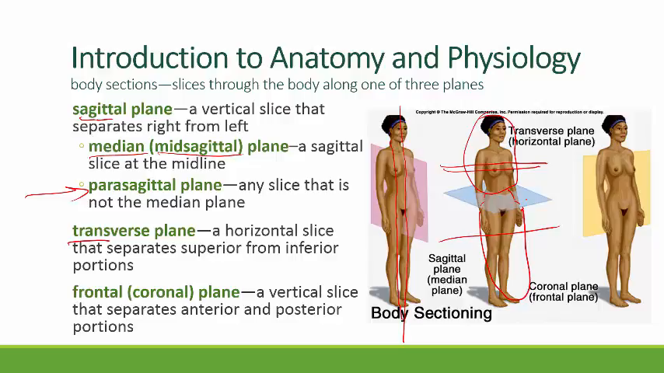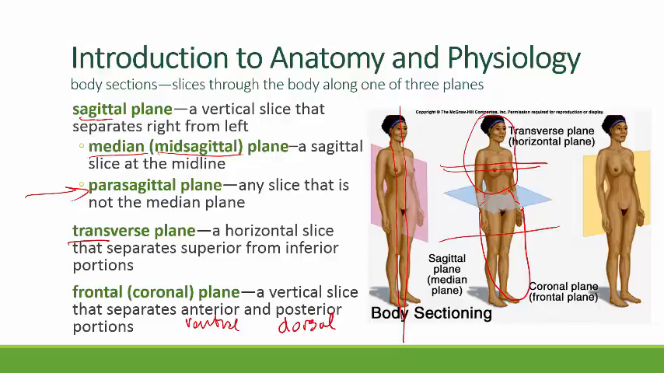Then last of all is the frontal, sometimes known as the coronal plane. Frontal plane makes most sense to me because it separates a front from a back. Coronal means crown, and I'm not sure how that helps us at all. The frontal plane creates anterior and posterior portions of the body. Or we can think of that as ventral and dorsal.